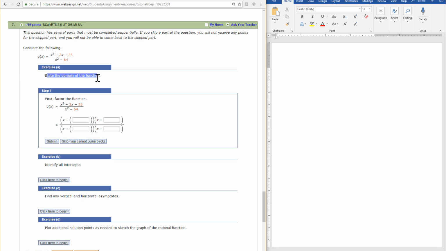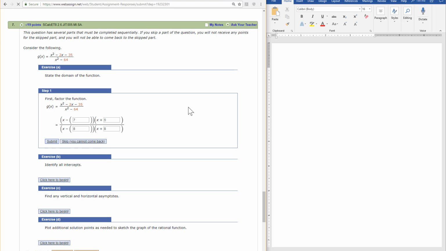First, find the domain of the function. So we want to factor the function as much as we can. It looks like the numerator might factor. Maybe a -7 and a 5 would multiply to -35, and if we add -7 plus 5, we get -2. The denominator is a difference of two squares, so x and 8. 8 squared is 64, so this would be a plus and minus.